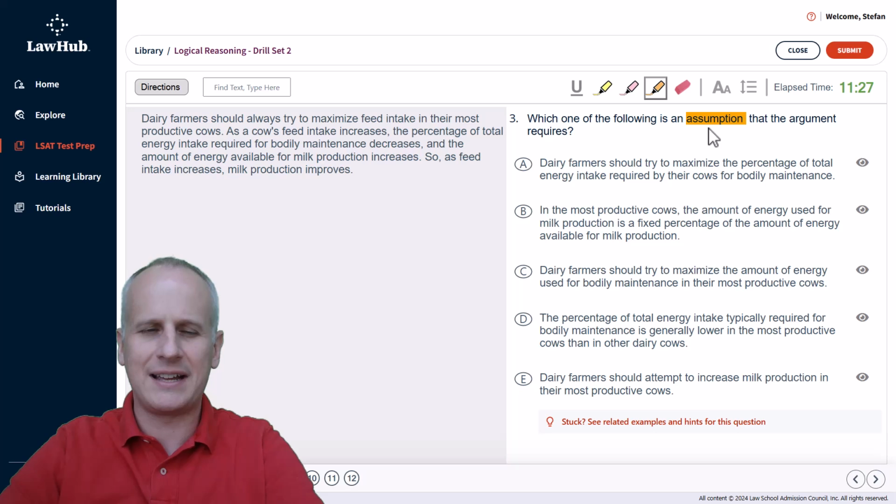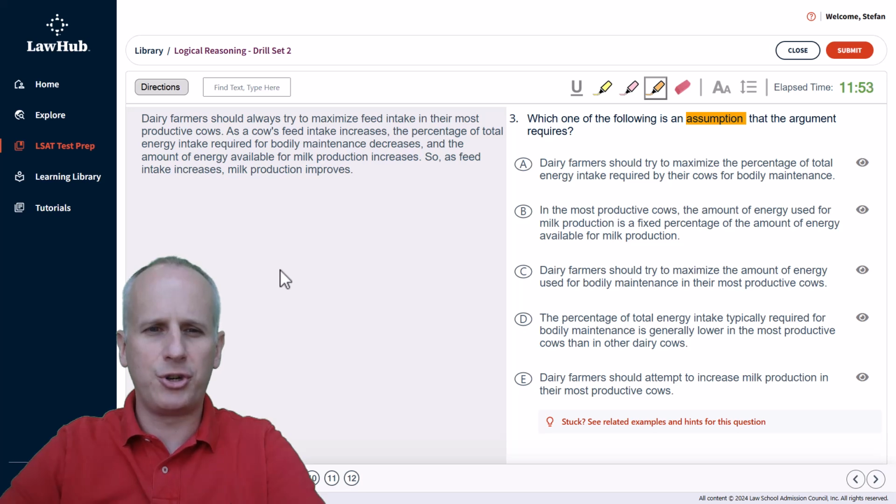And identifying an assumption is very much a standard Big Four question task on the logical reasoning section, the big four being identifying an assumption, identifying a flaw, identifying a way to strengthen, and identifying a way to weaken. And we know that each of the big four requires us to focus on the conclusion preeminently. So we're going to keep our highlighting tool selected and engage that paragraph.